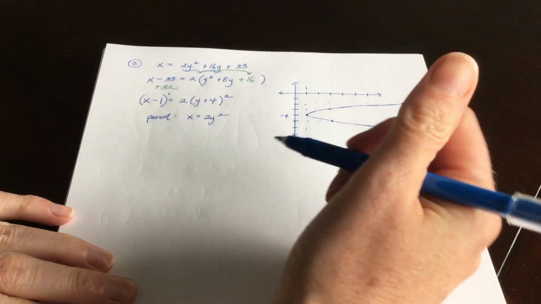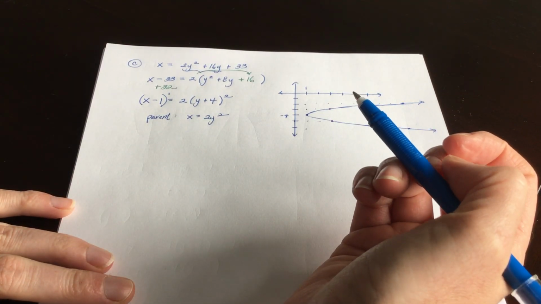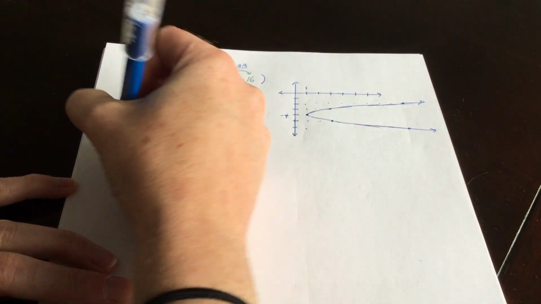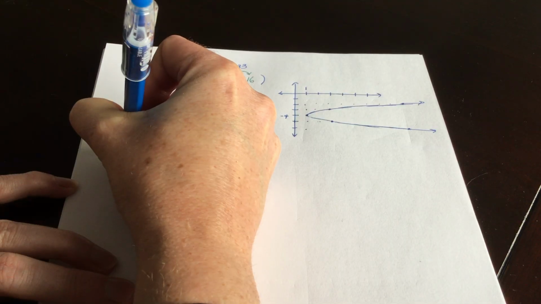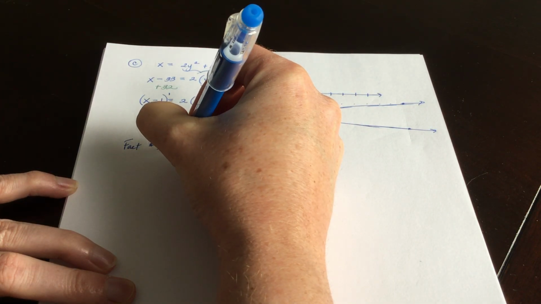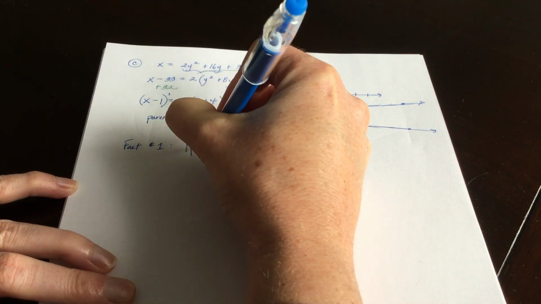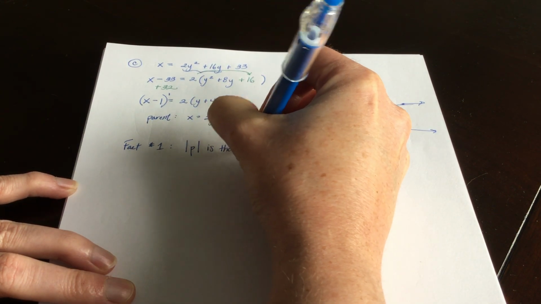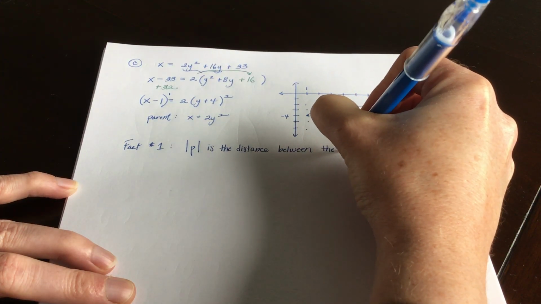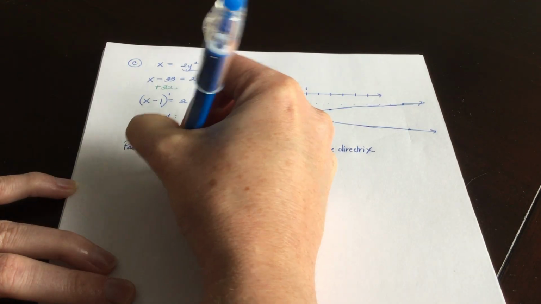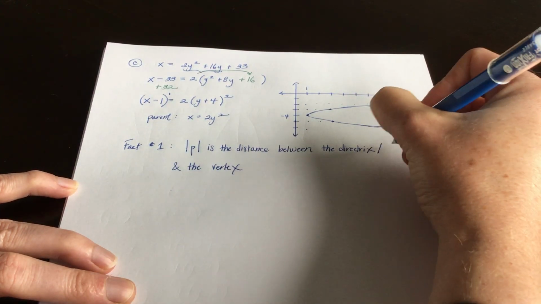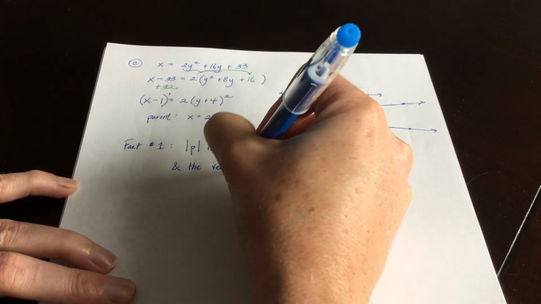So we're going to move on to not just graphing parabolas, but being able to find the equations of a directrix and its focus. So, just a quick review. 2 kind of important facts. Fact number 1, the absolute value of what we will call P, that is the distance between the directrix and the vertex. And the word directrix could be replaced with the word focus in that statement.